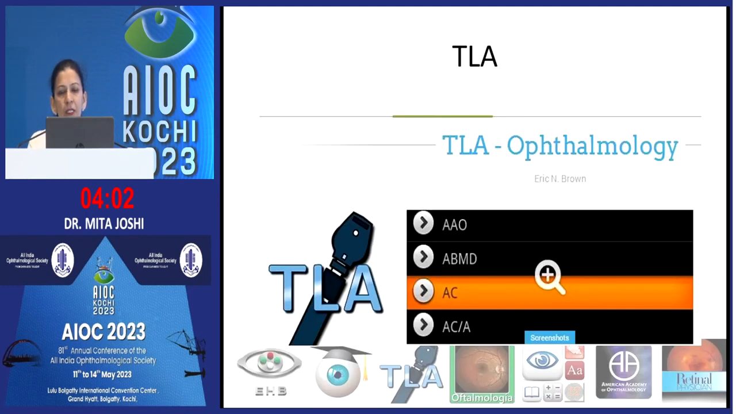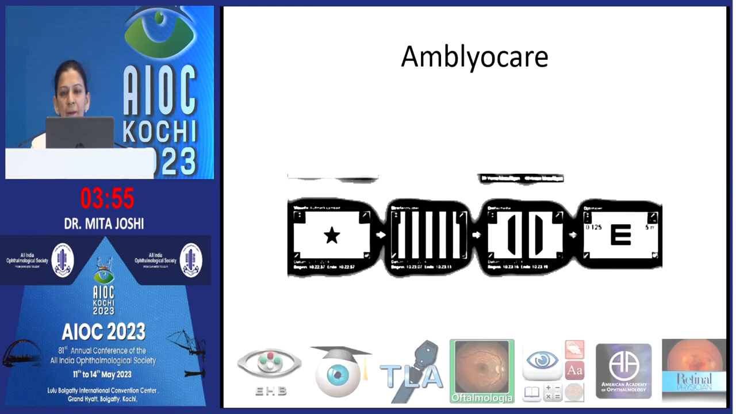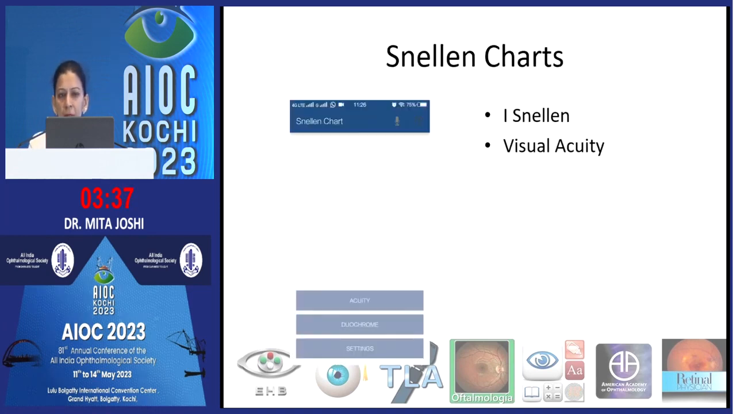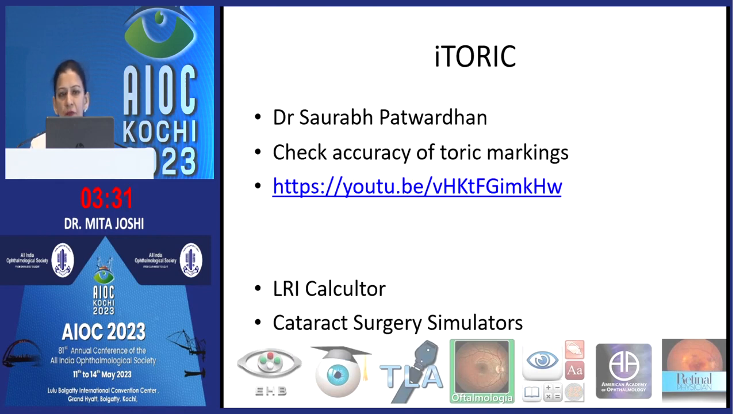TLA Ophthalmology. It tells you all the short forms, acronyms which are used in ophthalmology. So it is a very useful guide. Amblyo is for your patients. You can just give it to your amblyopic patients and ask them to do these exercises at home. And since kids are very fond of using smartphones, they can always be relied upon to do this exercise very meticulously. You can have a Snellen chart on your phone, but then you have to have adequate illumination and other settings in your phone also.